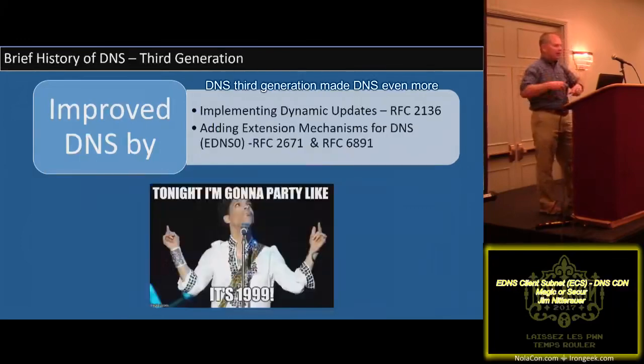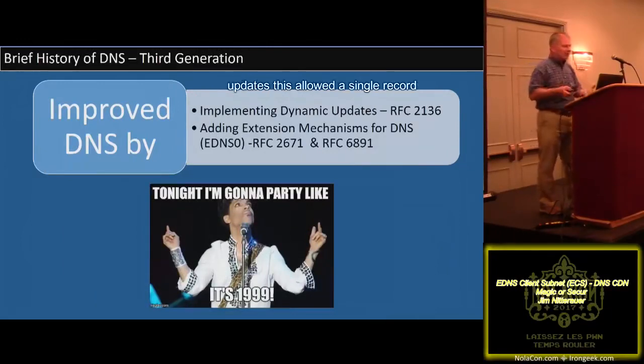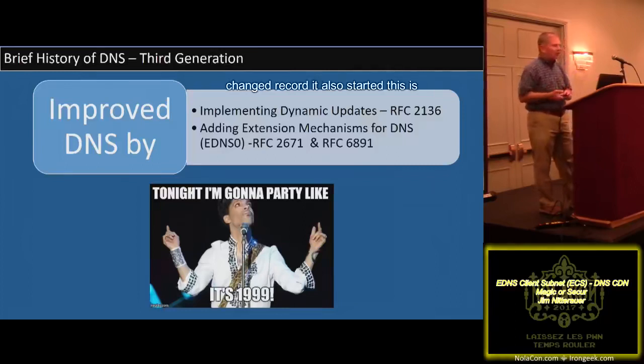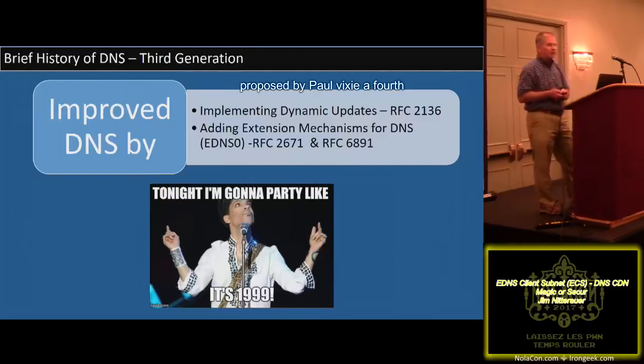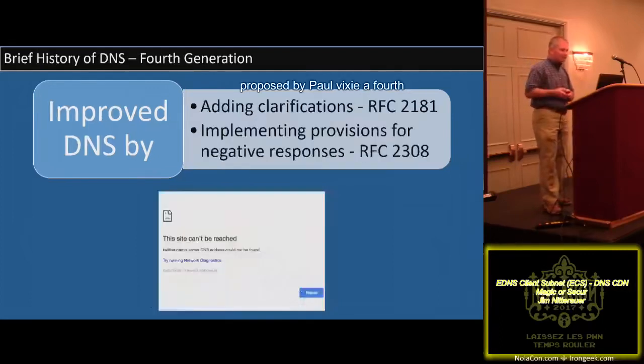Third generation made DNS even more optimized by implementing dynamic updates. This allowed a single record within a zone to be exchanged between DNS servers, so the whole zone didn't have to be transferred, just that one changed record. This is also where we see the introduction of the mechanisms for DNS, EDNS 0, which are RFCs 2671 and 6891. We'll come back to this in a little bit, but this is the time frame that these were added. These last two RFCs were proposed by Paul Vixie.